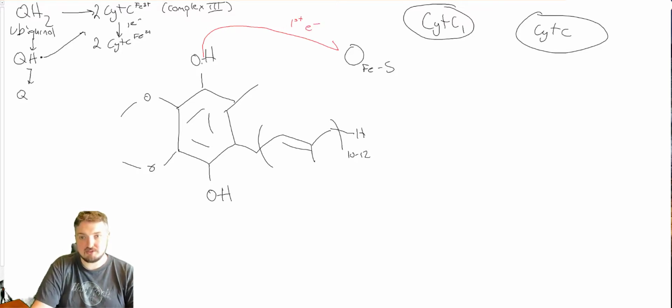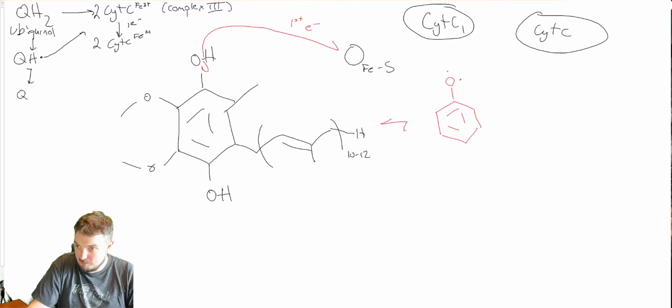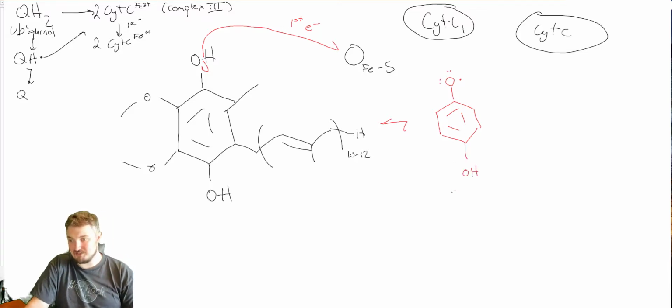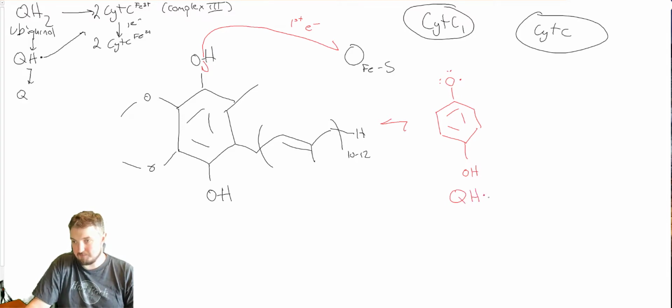First electron is going to go here. Second electron is going to drop onto the oxygen to form our QH. Okay. So again, I'm going to leave the side chains off of this. This is our QH dot. Okay. And it has a radical.